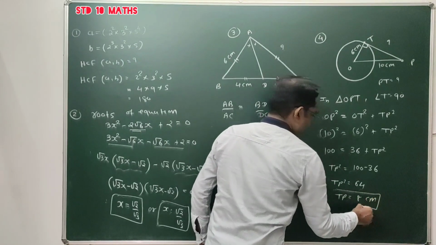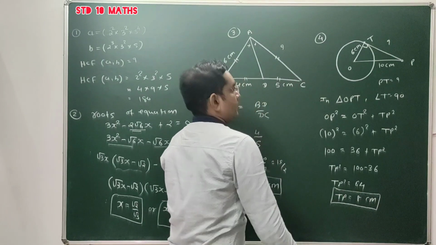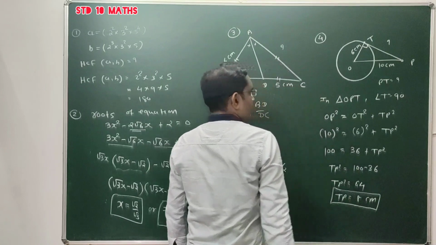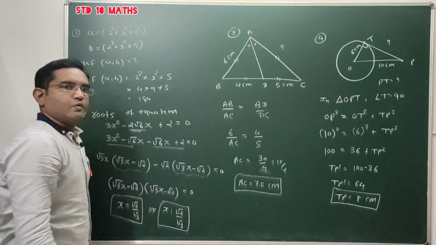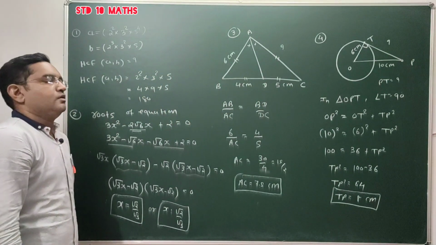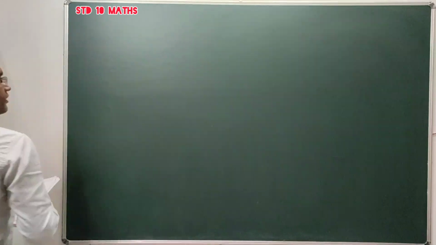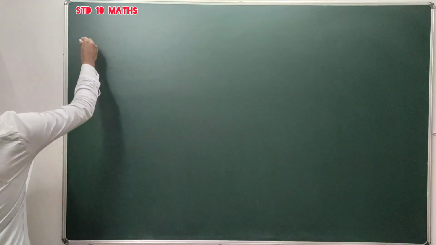TP is 8 centimeter is the answer. TP, that is length of tangent PT. PT बोलो या फिर TP बोलो, होगा तो same. Done. So now pause the video and note it down. So now question number 5.